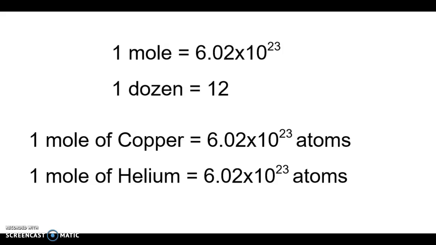So a mole of copper is always going to be 6.02 times 10 to the 23rd atoms of copper. A mole of helium is always going to be 6.02 times 10 to the 23rd atoms of helium. So whichever element I decide to use doesn't really matter for this. A mole of anything is going to be 6.02 times 10 to the 23rd.